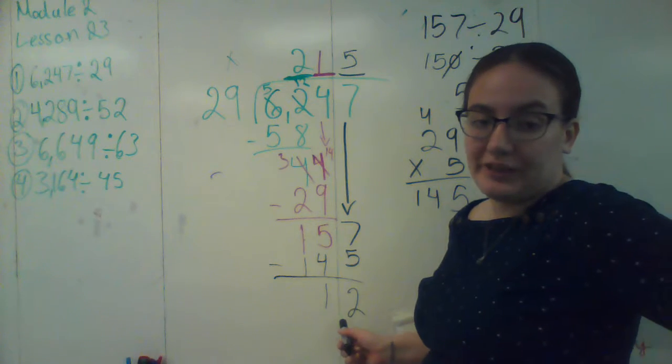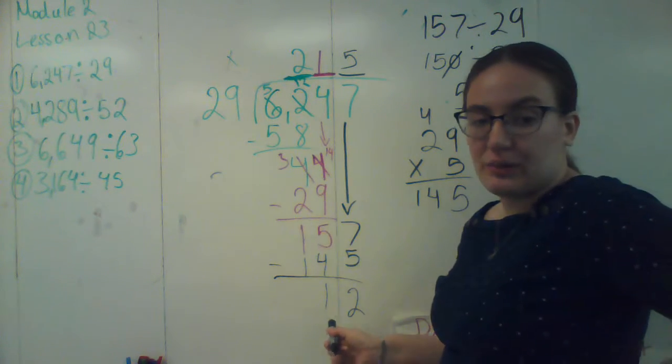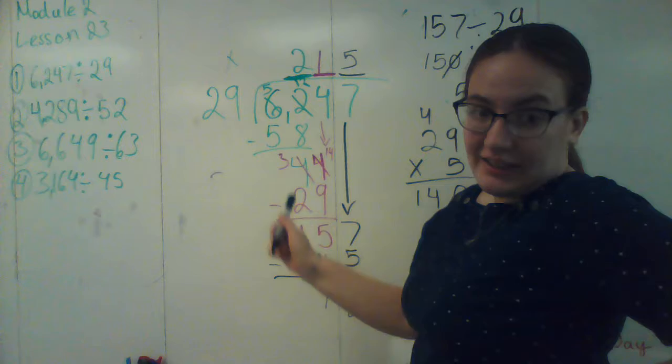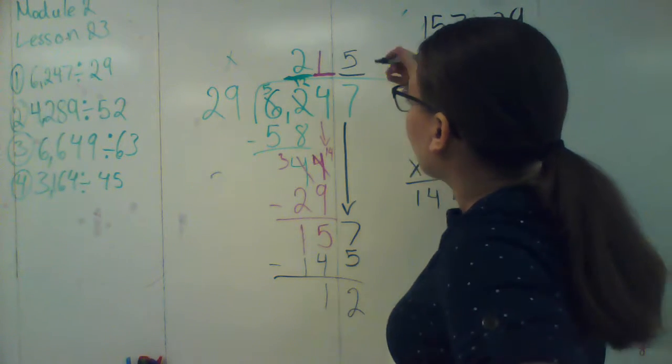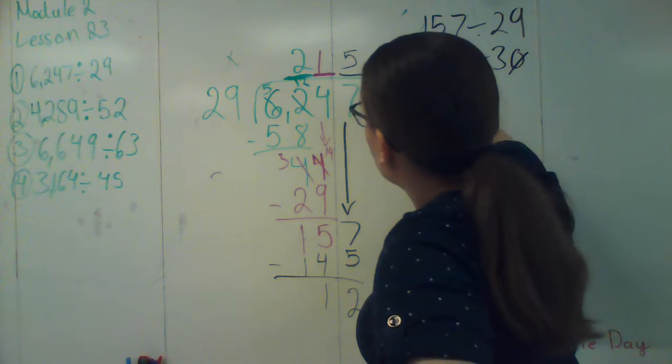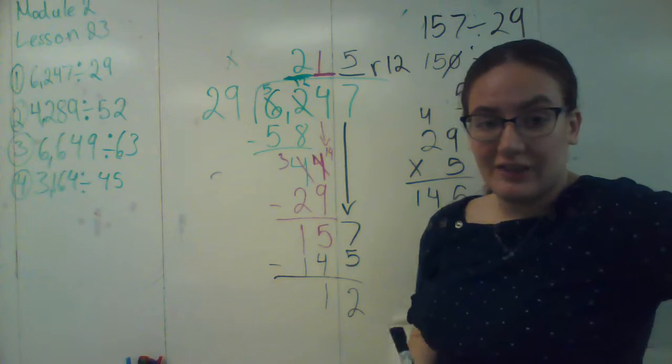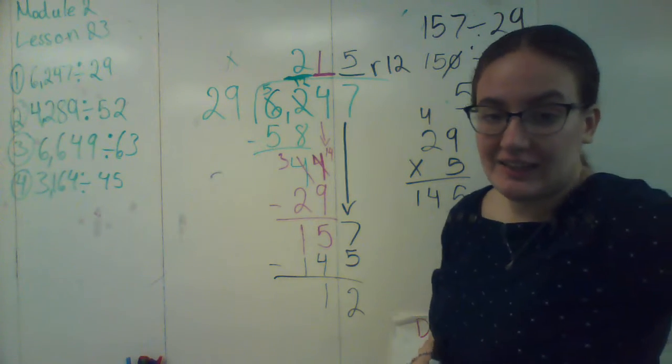So I'm going to check my remainder, to make sure that 29 cannot fit into 12. 29 is bigger than 12, so I know that will not work. So my final answer is going to be 215, remainder 12. And that right there is your final answer.